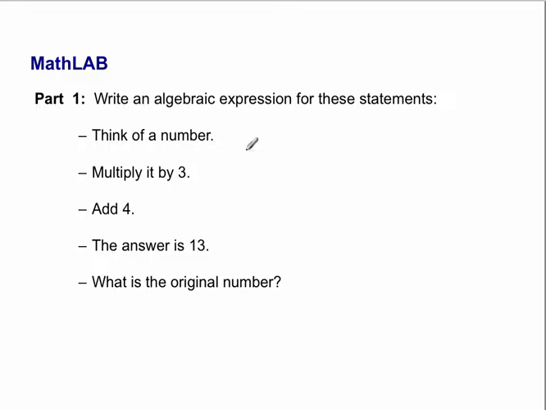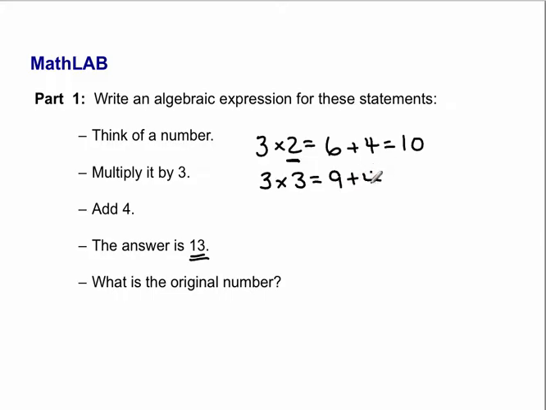So if I think of a number and I multiply it by 3, I'm going to pick the number 2. And I'm going to add 4. Well, that didn't give me 13, so I have to think of a bigger number. And I'm going to add 4. And look at that, I got 13. So my number has to be 3. So that's one way you can do this.